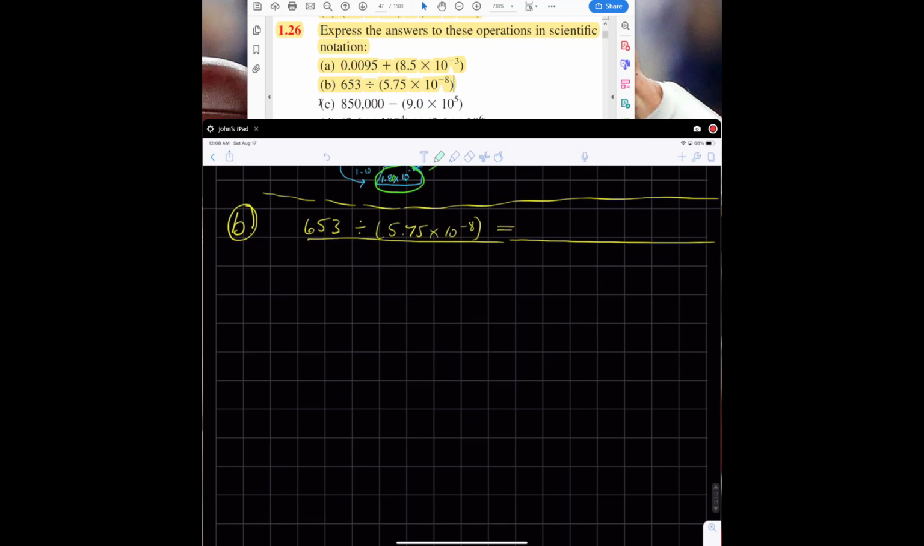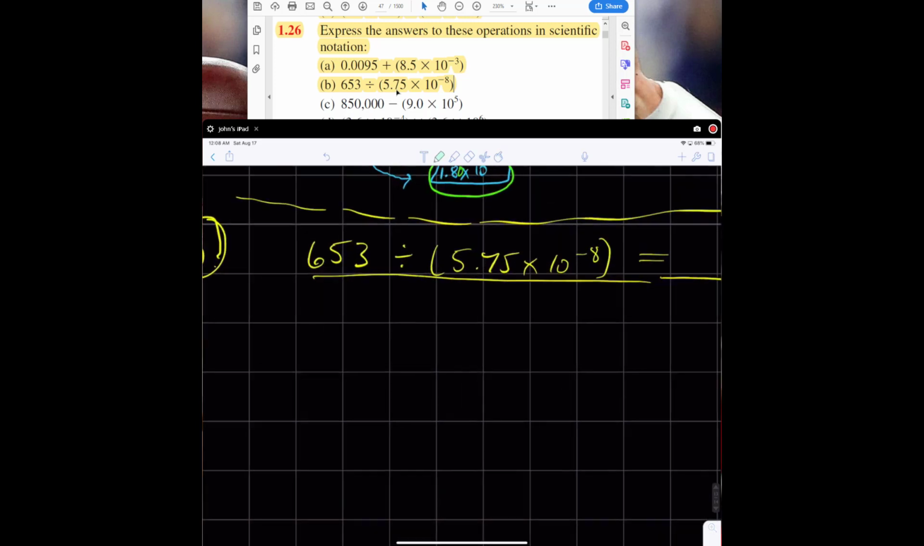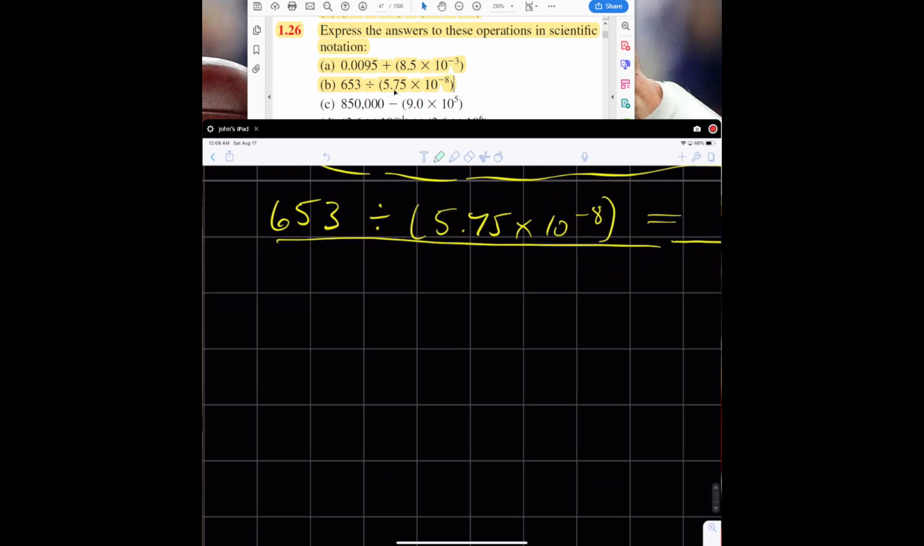Alright, 26 part B. 653 divided by 5.75 times 10 to the minus 8 power. Express the quotient in scientific notation. So, let us express scientific notation as N times 10 to the n power. When dividing numbers using scientific notation, divide the N parts of the numbers in the usual way. So the capital N, I'll just call it N prime, as it's just easier to say and shorter.